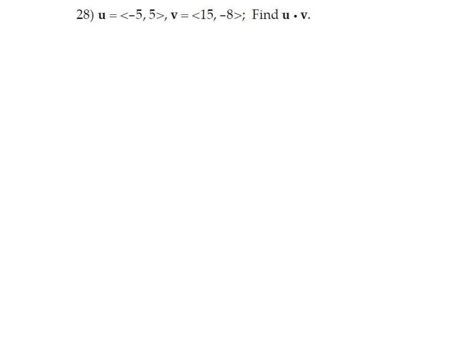So given u in component form is the vector negative 5 comma 5 and the vector v is 15 comma negative 8, we want to find u dot v. So this is not multiplication, this is the dot product. So dot product.